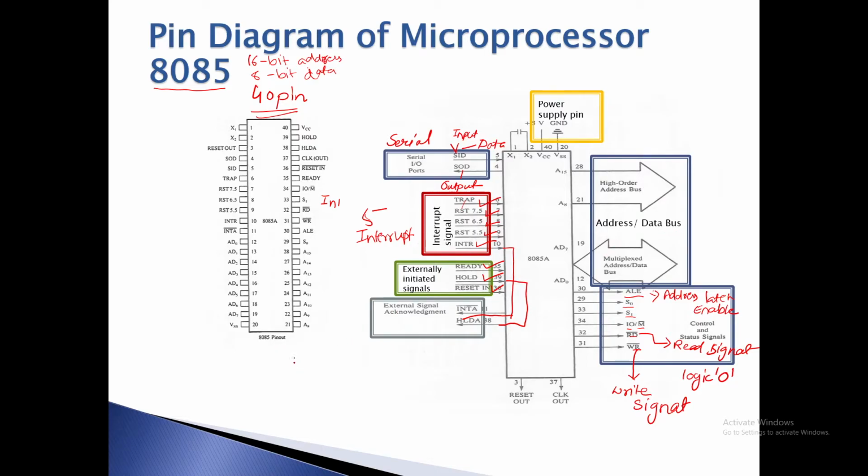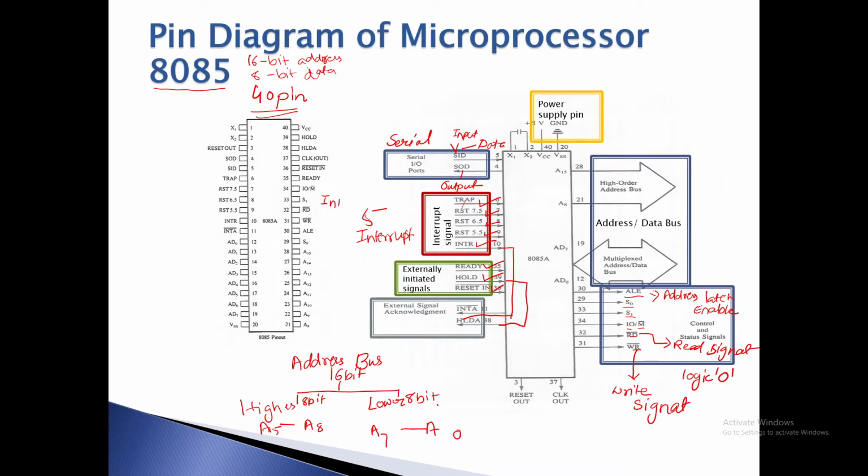Now, the address bus, as we know, is completely 16-bit. They have divided the 16-bit into two parts of 8 bits. The lower part is called the lower address bus, and the higher part is called the higher address bus. The lower address bus is A0 to A7, a total of 8 bits. The higher address bus is A8 to A15.